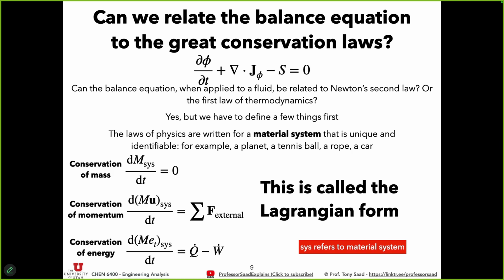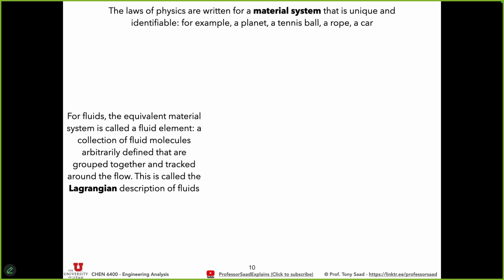Or when you're playing pool, the billiard balls, you can define that triangle as your material system. How does the momentum change in that? Then you would track all of the balls in that material system, but you're following those. They are uniquely identifiable, okay? Now, for a fluid flow, it's a little bit more complicated.